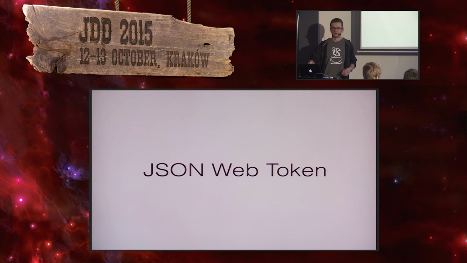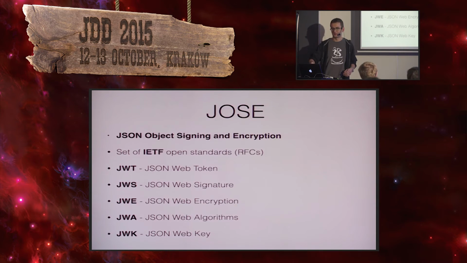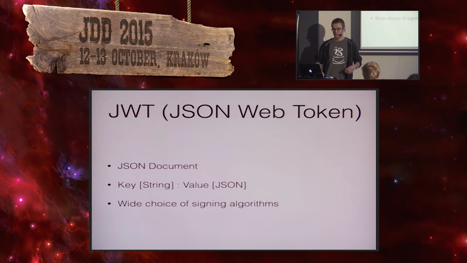So JSON Web Token is one of 5 standards forming a family called JSON Object Signing and Encryption, which is an RFC standard. It's just worth knowing that if you need to do anything security-wise with JSON objects, there is a wide variety of standards and frameworks and libraries to get you covered. It is a JSON document, so key value pair, where value can be another JSON document, and it has a wide choice of signing algorithms.